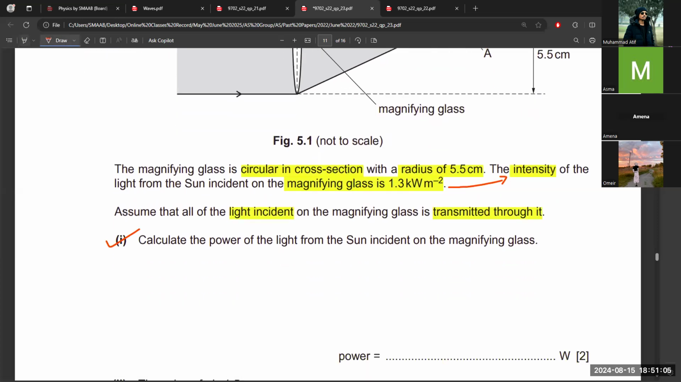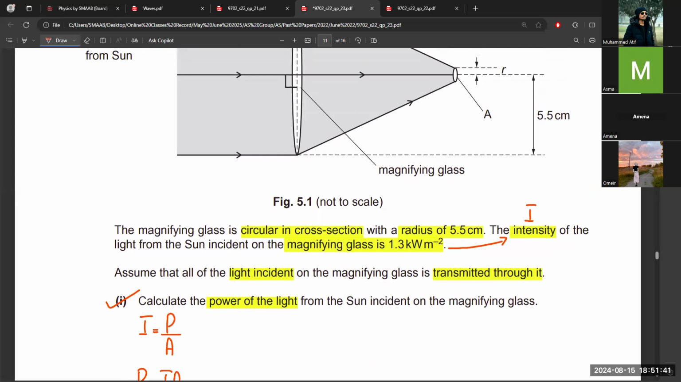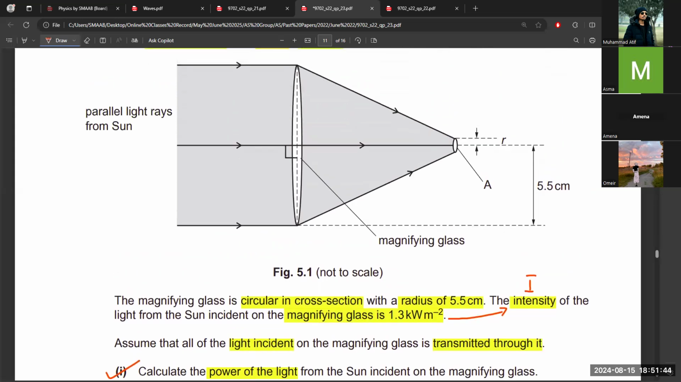Calculate the power of the light from the sun incident on the magnifying glass. So we know radius is given, intensity is given, and we also know that intensity is equal to power upon area, or power is equal to intensity into area. So intensity is given. But what about the area? This is cross-section area.